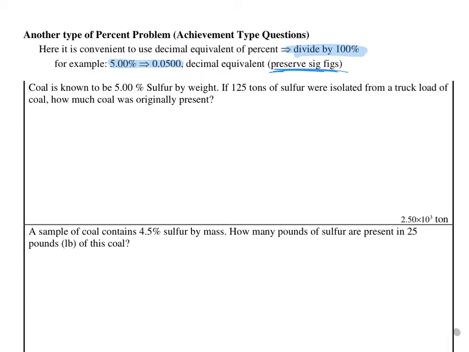So let's look at this first problem. From the context of the question, we see that sulfur is a component in the mixture we call coal. Sulfur is the part, coal is the whole. And if it's 5% by weight sulfur, we can set up the problem this way. So we see 0.0500 is equal to the mass of the sulfur, the part, over the mass of the coal, the whole.